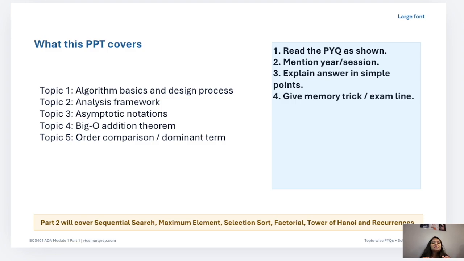Topic 1 is algorithm basics and design process. Topic 2 is analysis framework, and topic 3 is asymptotic notation, which is very important and the fundamental core of the subject. Topic 4 is the big O addition theorem, and topic 5 is order comparison and dominant term.